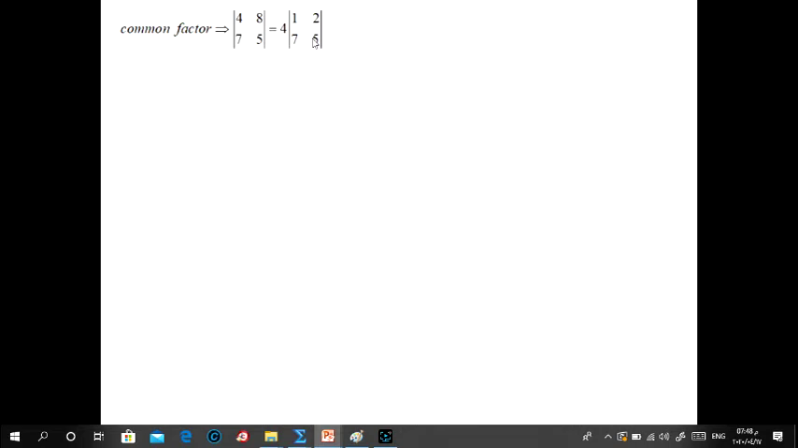Okay, can I multiply a number by the determinant? Of course you can, but you must pay the price. For example, this problem is the same as this problem. 4, 8, 7, 5, if you need to multiply by 2 for any row or any column, as I mentioned, not all of them, you will choose one to be multiplied by. So I choose the second row to be multiplied by 2. So you need to pay the price. The price is to put half outside.